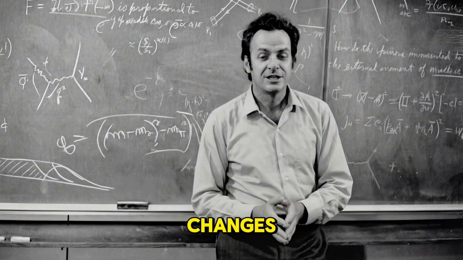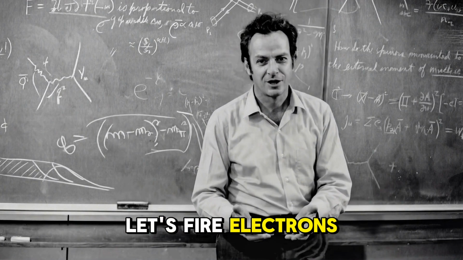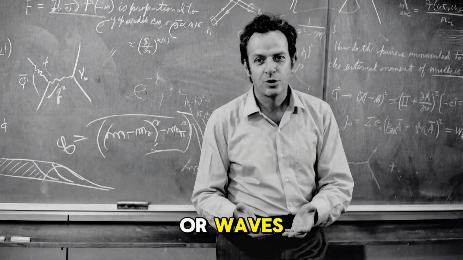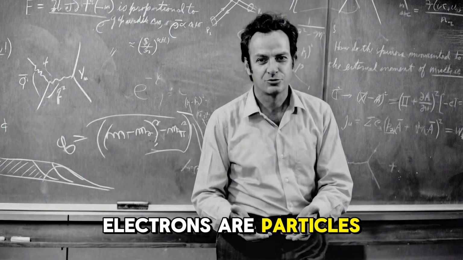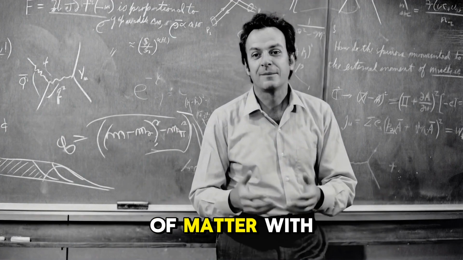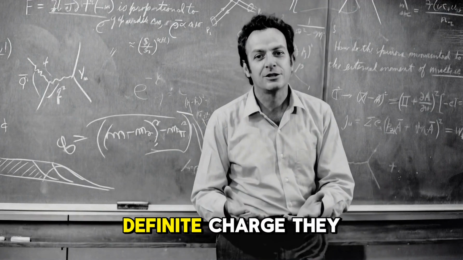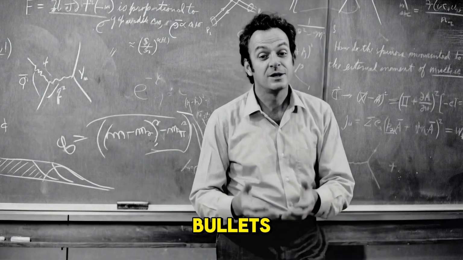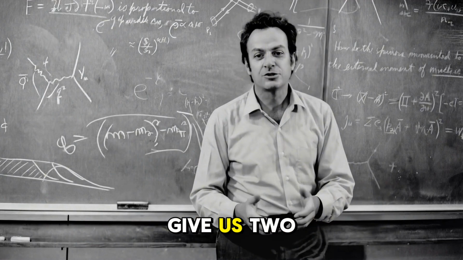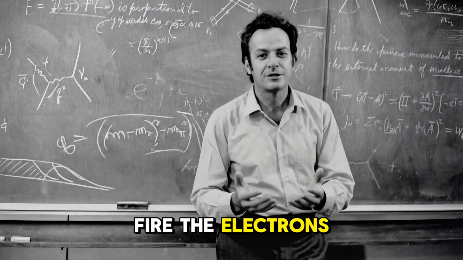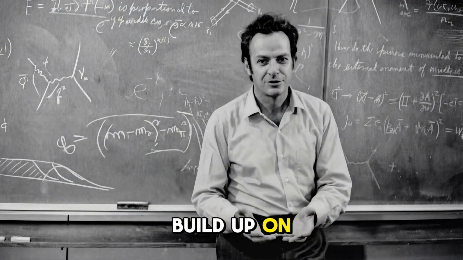Here's where everything changes. Let's fire electrons at our 2 slits instead of bullets or waves. Electrons are particles, right? Little discrete chunks of matter with definite mass, definite charge. They should behave like bullets. 2 slits should give us 2 bands. Fire the electrons. Wait. Watch the pattern build up on the detector screen.